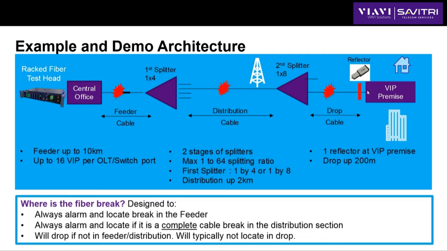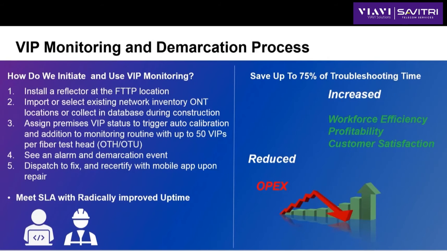And those active network equipment elements can also have a fault, right? So we want to demarcate between the fiber and the elements as well, and this helps us do that. So what is the process for conducting this VIP monitoring and demarcation? How do we initiate it and how do we use it?